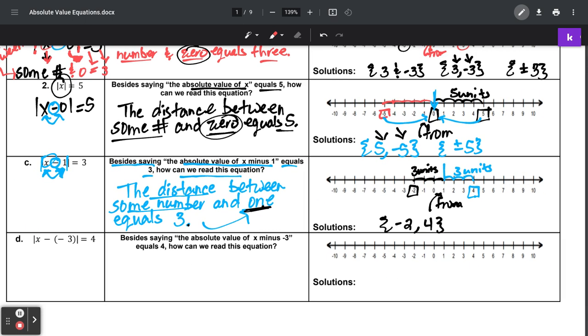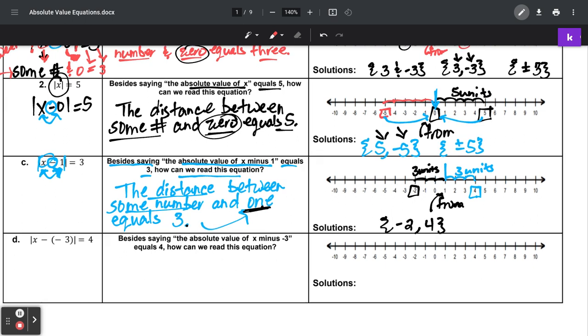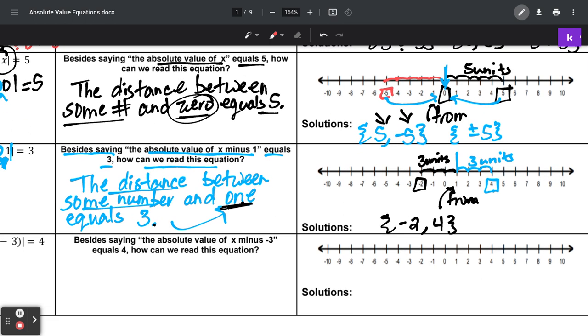Again, don't be so quick to put +4 and -4. Okay, we're not talking about the number's distance from 0. This is a number's distance from 1. Has to be 3.